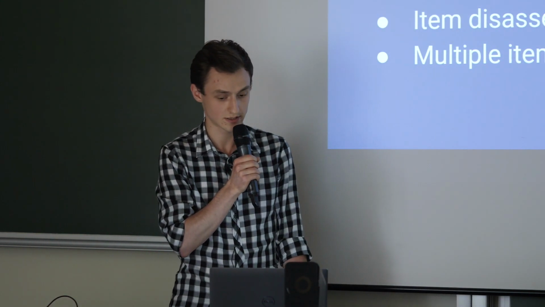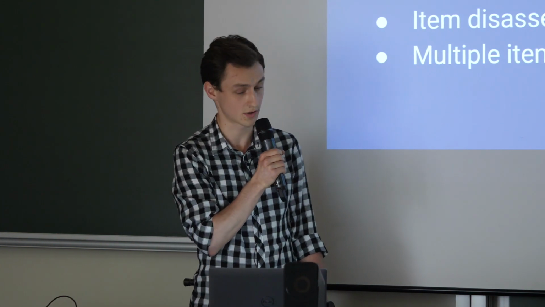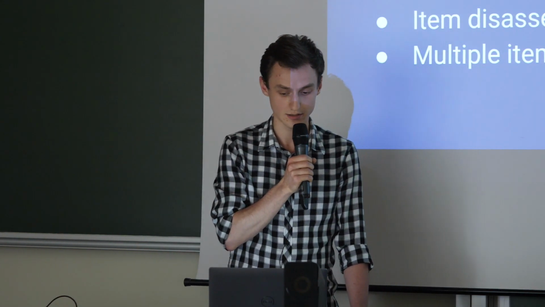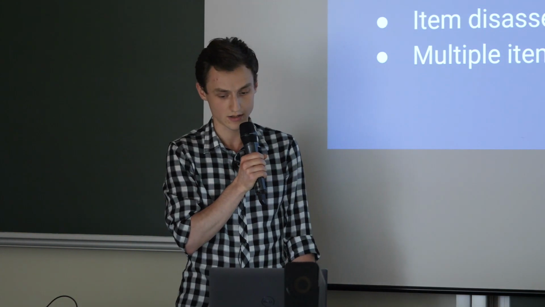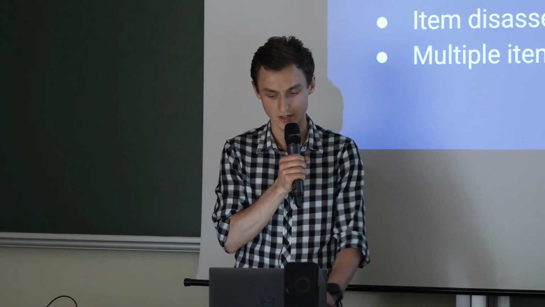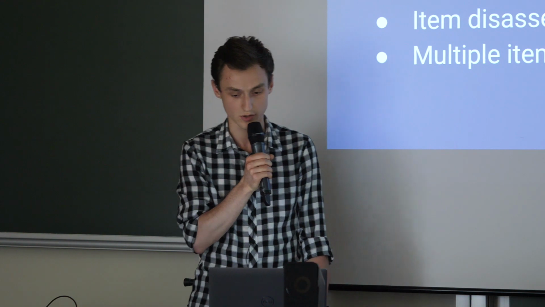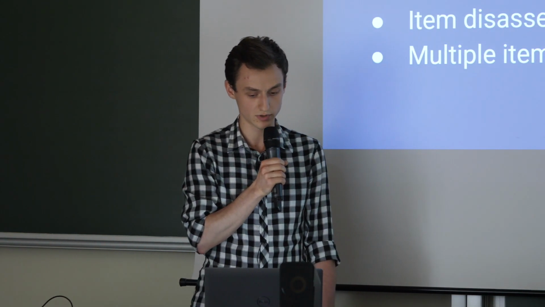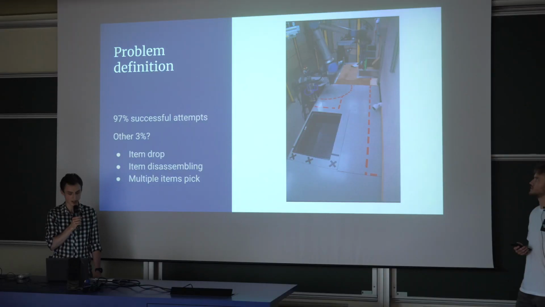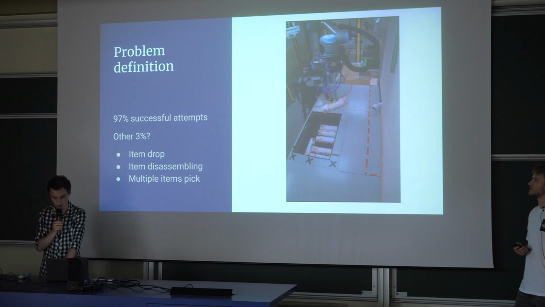categories. First is item drop. Robot picks an item, and before reaching the target container, it drops it. Another is item disassembling. A robot picks an item, but during transfer between source and target container, some part of this item breaks and drops, and the robot only places the part of an item. And multiple items picked, where the robot picks many items, and at least one of these items is placed in the target container.